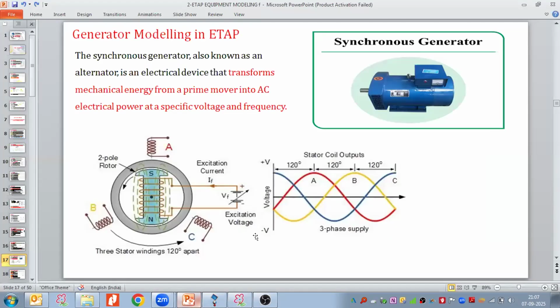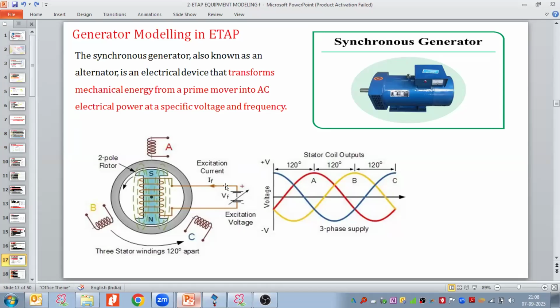The synchronous generator, also known as an alternator, is an electric device that transforms the mechanical energy from a prime mover into AC electrical power at a specific voltage and a specific frequency as well. So this is the basic definition of the generator. As you all know, this is from your college time, you have studied about the generator.